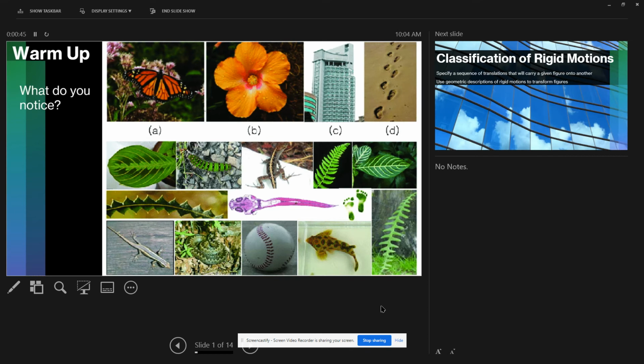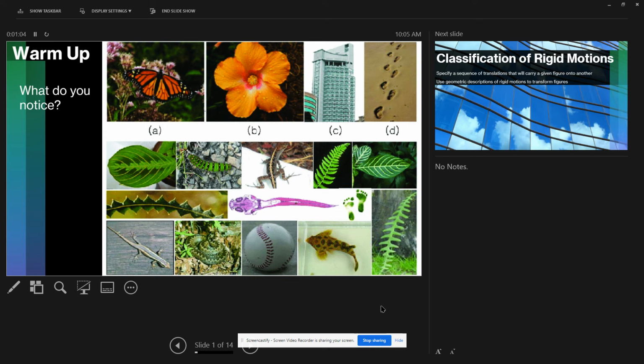Hello, today we're going to be working on basically classification of rigid motions. So over here you should be looking at several different things. You should be thinking about what we're going to be talking about today. There will be no note page today. It's kind of like a mini review. It's slightly different, but not that much.